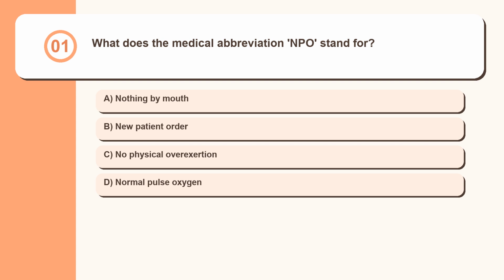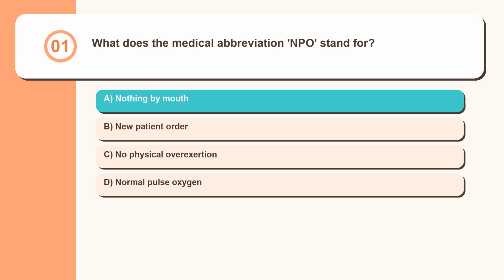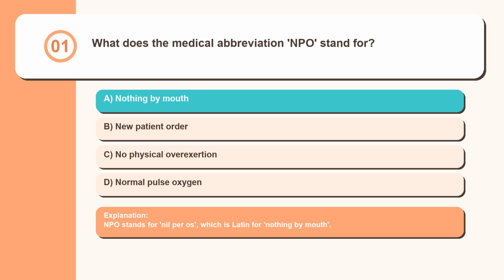Question 1. What does the medical abbreviation NPO stand for? Nothing by mouth. New patient order. No physical overexertion. Normal pulse oxygen. NPO stands for nil per os, which is Latin for nothing by mouth.